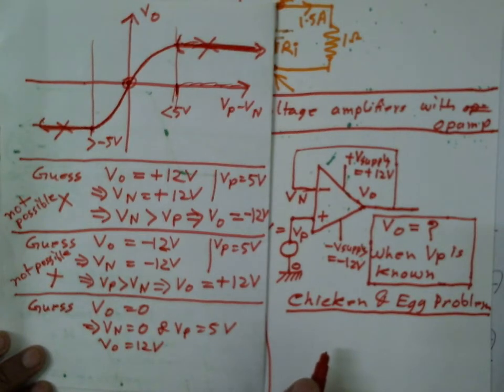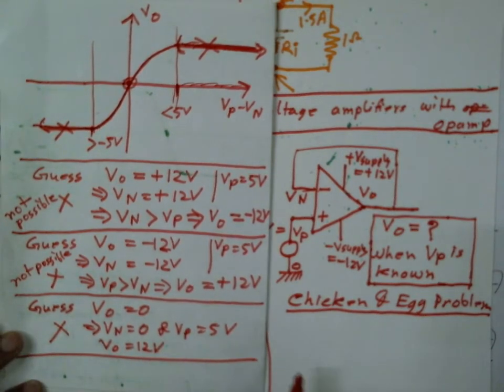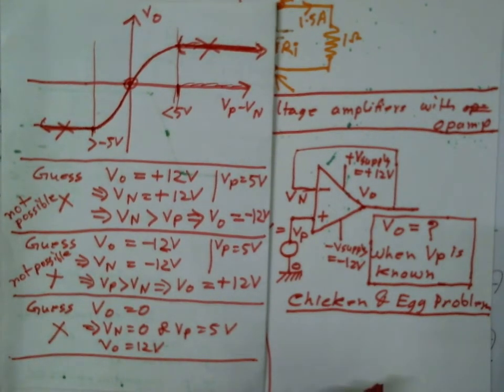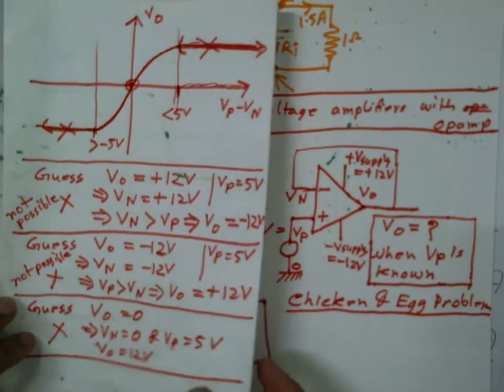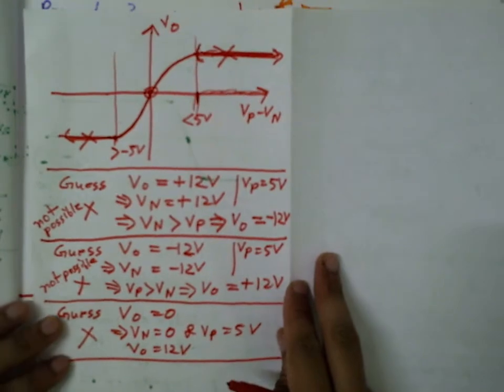Okay, so then again we have a contradiction, so this is again not possible. We started with a guess that output is 0, and we landed up with the conclusion that the output should be 12 volt. So this is again not possible. Okay, so let's make another guess. Okay, so let's try this.